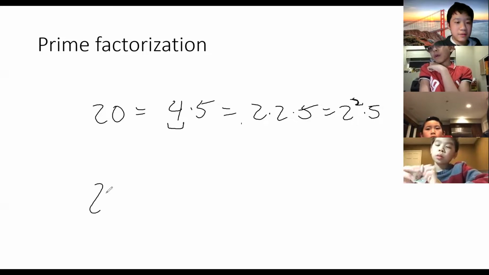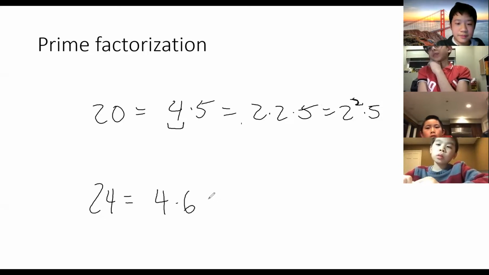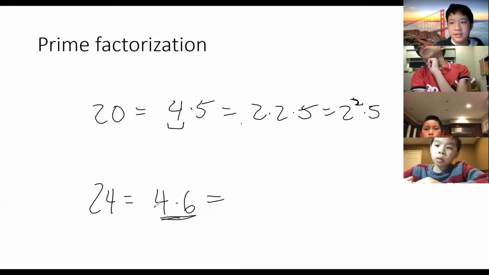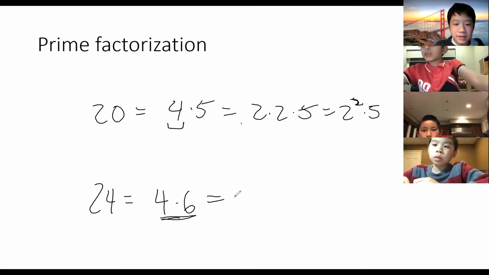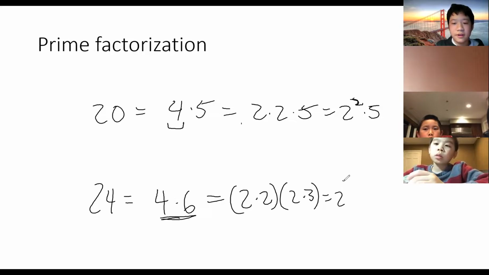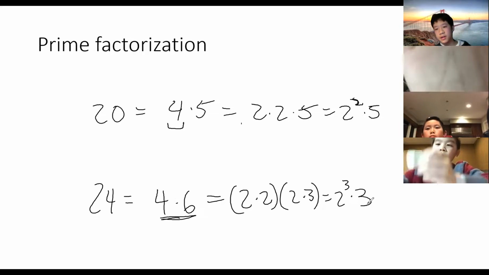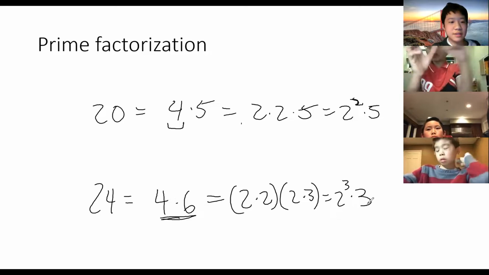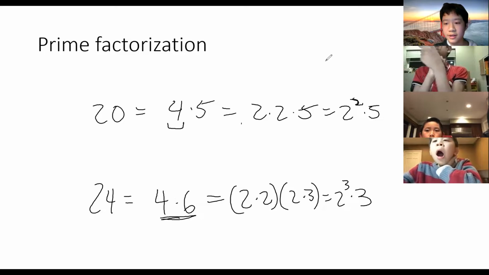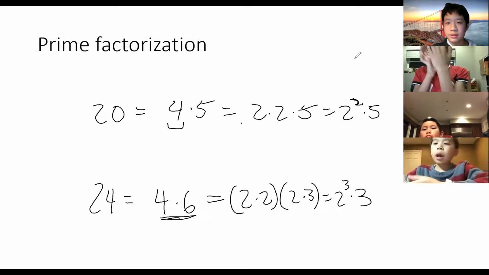And if I were to do 24, well, I know that 24 is 4 times 6, right? And neither of these are prime, so I have to turn each of these numbers into primes. So 4 equals 2 times 2, and 6 equals 2 times 3. So I have 2 to the third times 3. Okay? So those are the prime factorizations. Does everyone understand how these work? Okay.